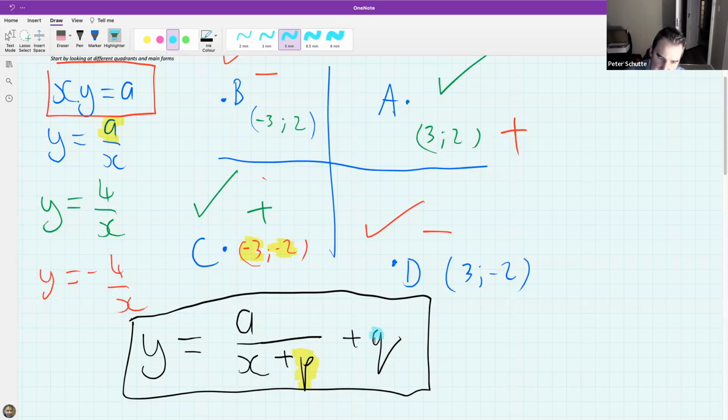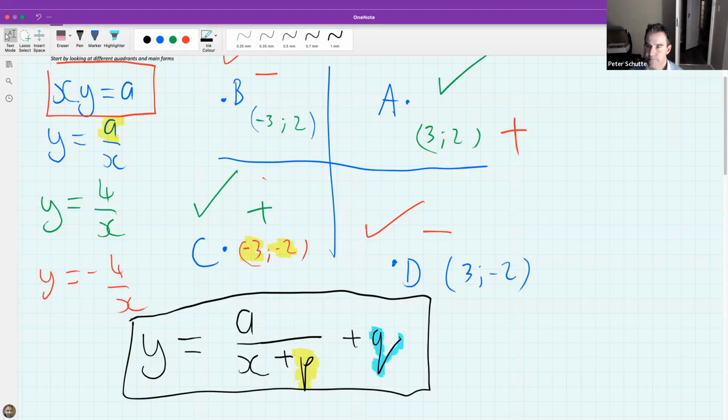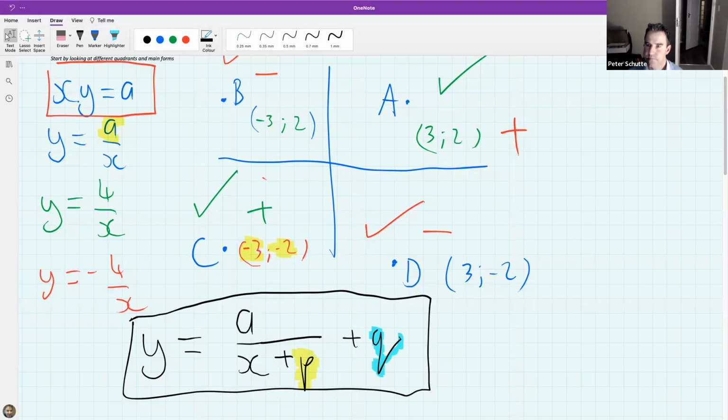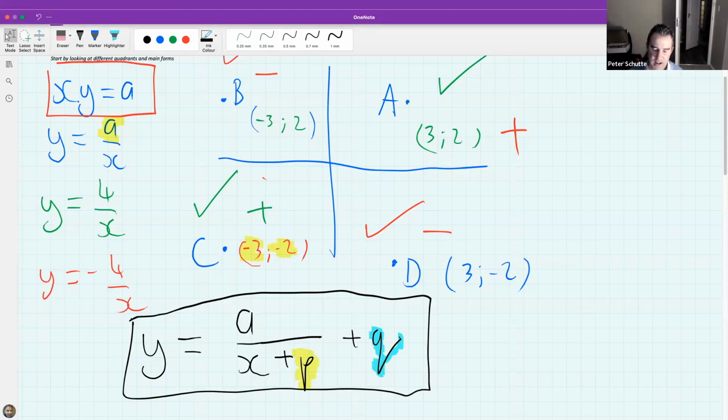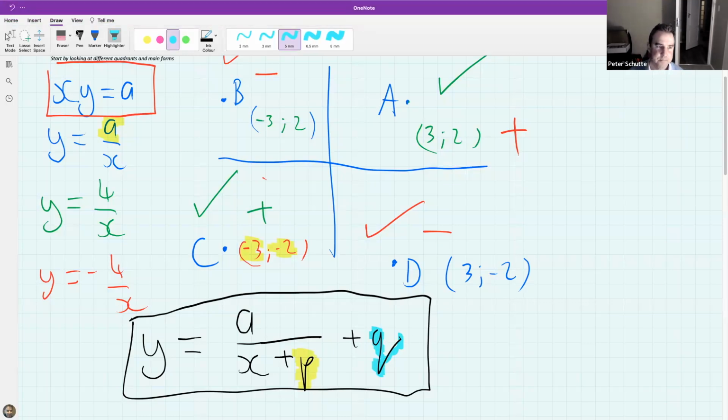What do you think the plus q does? So the plus q, let's go to Monica. Monica, what do you think the plus q does? It's the asymptote. And then, isn't it x minus p?